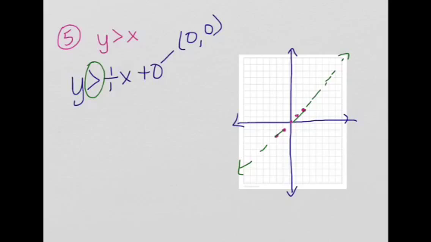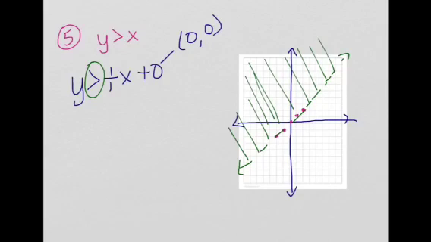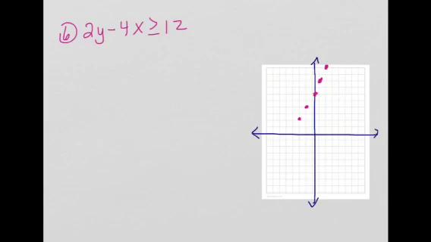And y values are greater than, so it's going to be all the y's that are above that line. If you're not sure, you can always pick a point. So, for example, I can pick a point here, which would be (-2, 3), and I can put that in: -2 and 3, and 3 is greater than negative 2, so I know that I have the correct side of the line and graph shaded.